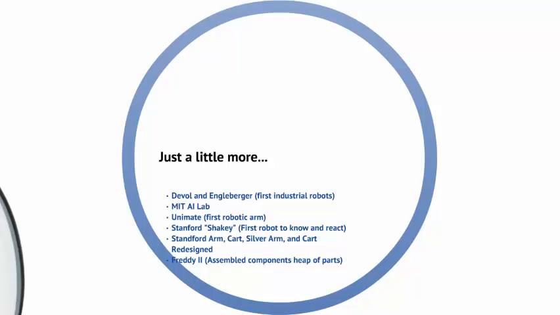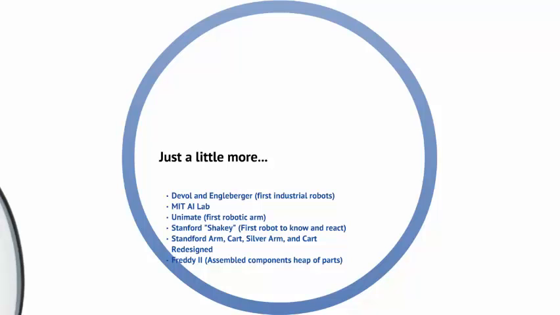Some other things that have come along recently: Duvall and Engelberger created the first industrial robots that were used in manufacturing and assembly. MIT founded the Artificial Intelligence Lab, which has been coming up with a number of interesting robots and autonomously operated devices. The Unimate was the first robotic arm and was used in industrial assembly, so you see it immediately being incorporated into a wide application of business operations.